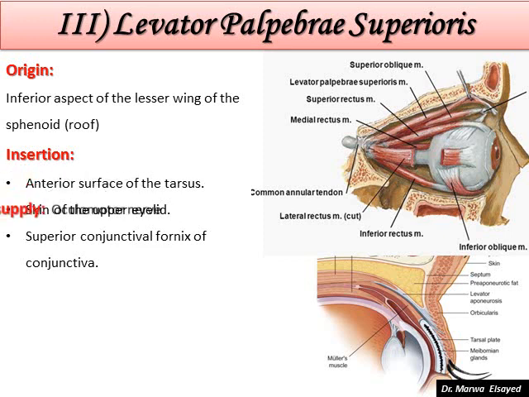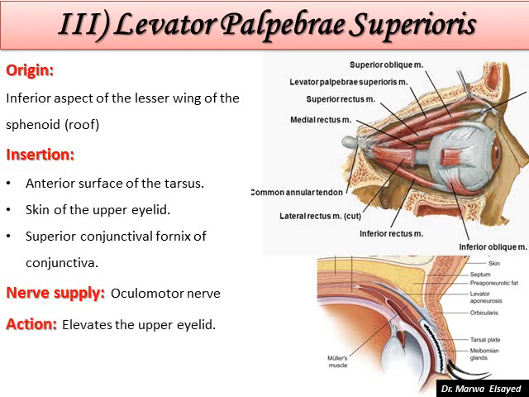What is meant by the semilunar fold? The semilunar fold is a thickened fold of the conjunctiva present at the medial canthus.